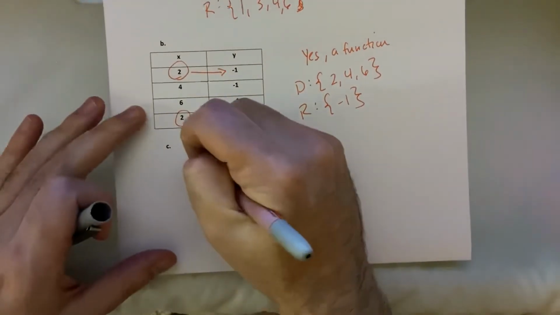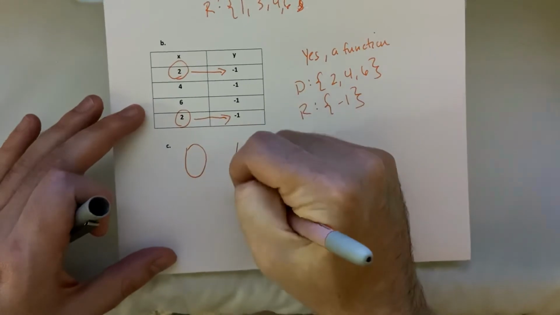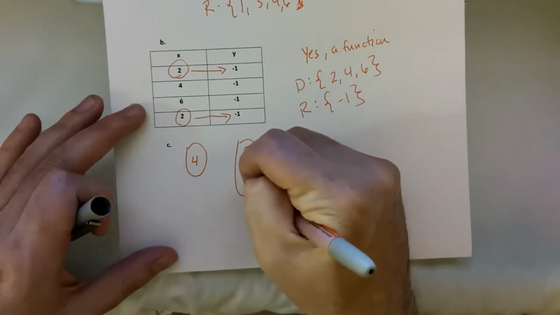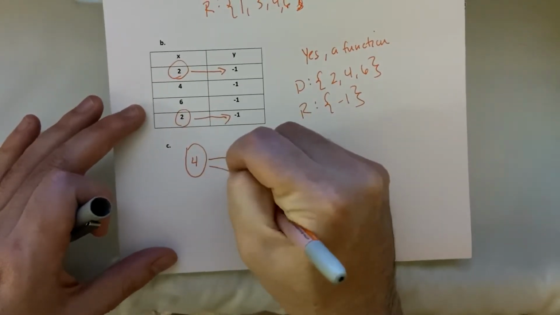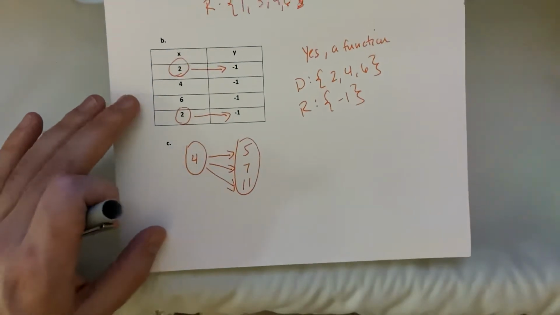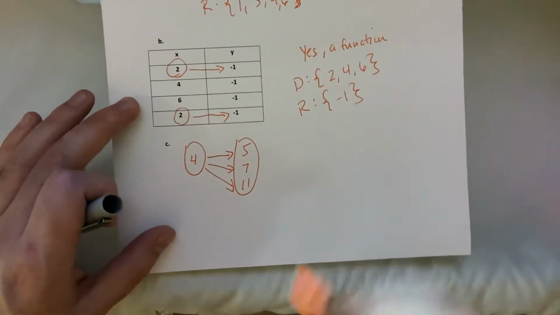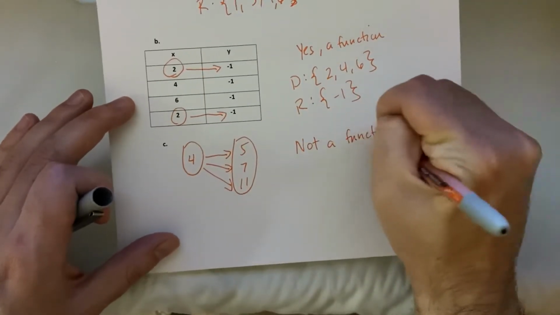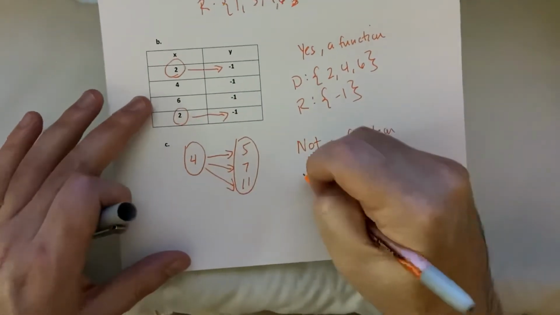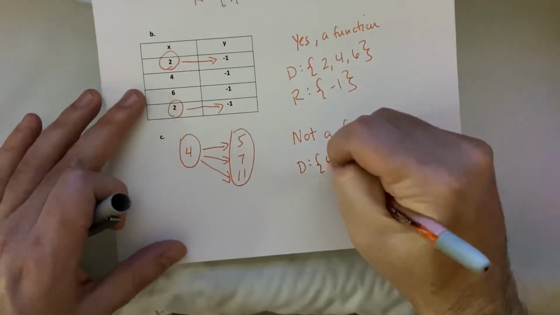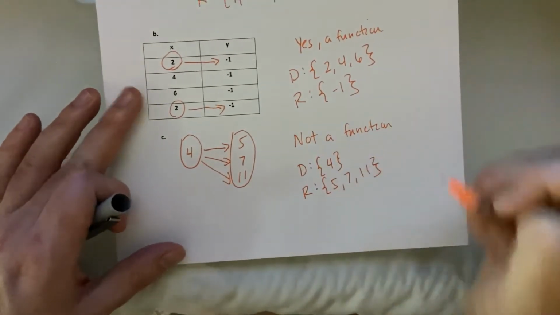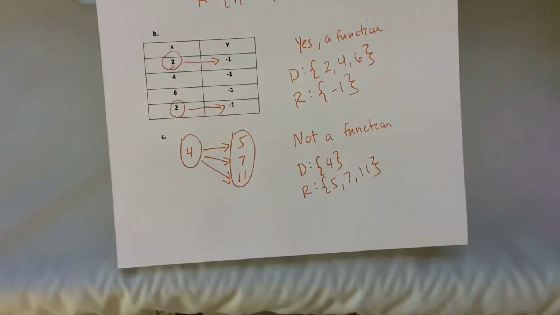Okay, again, let's do a bubble. Say we have 4 mapping to 5, 7, and 11. Now, is this a function? No, because again, we have this 4 and it's mapping to 3 different outputs. But what's my domain? It's just 4. My range is 5, 7, and 11. This is how you do it from a set of points. What about from a graph?